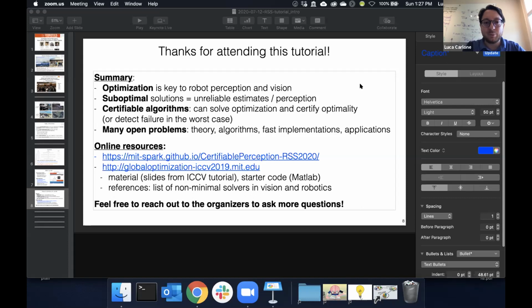We have a number of online resources. Hank was pointing to some of them. We kept the RSS tutorial website minimal because this was embedded on the RSS portal and we could not add much more, but you will find even more resources on the ICCV 2019 website. You'll find the slides, you will find starter code in MATLAB, and we're going to keep a list of references of non-minimal solvers in vision and robotics, and we'll keep that updated.